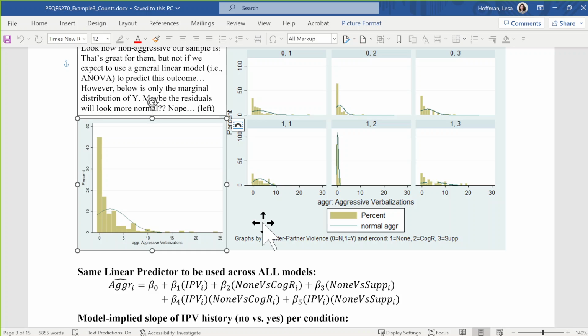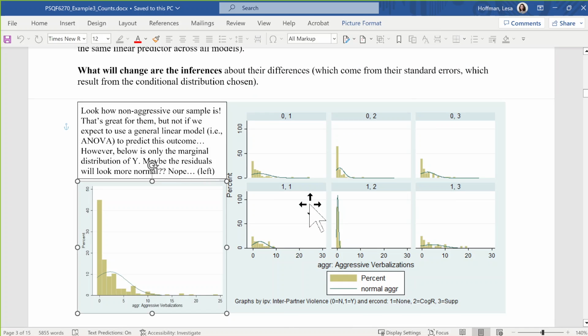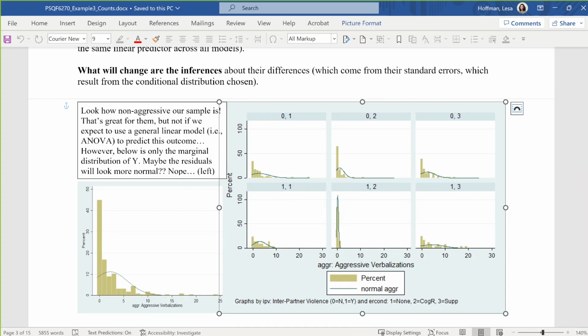And the question was, does this manipulation work differently as a function of whether somebody has a history of inter-partner violence, IPV for short? So we have a moderation type of model that we're fitting for this example. This histogram by condition, I feel like, is a useful descriptor of what's happening. You can see that in some conditions, there's a lot lower variability and a lower mean.